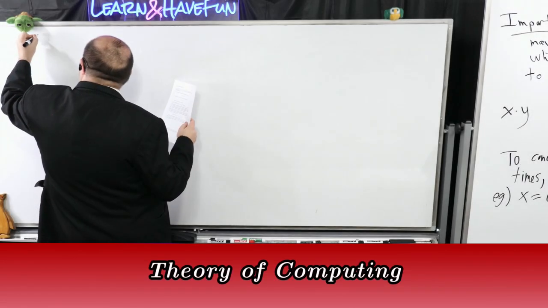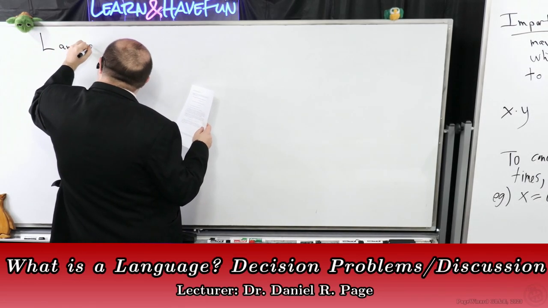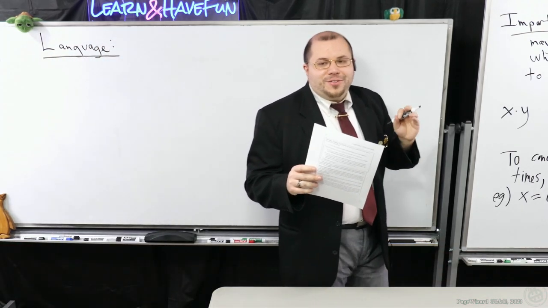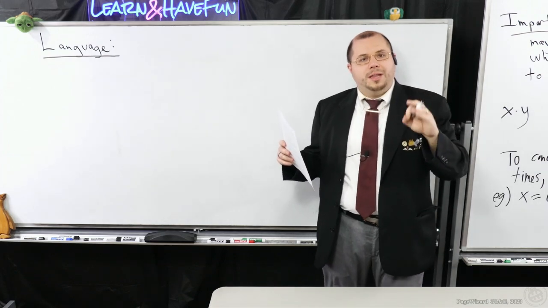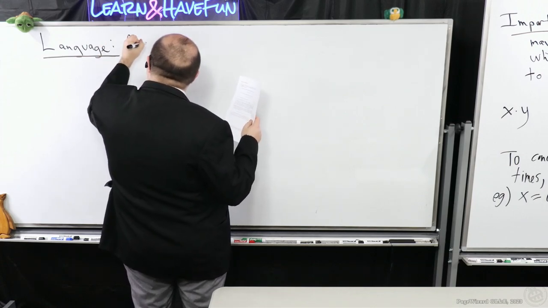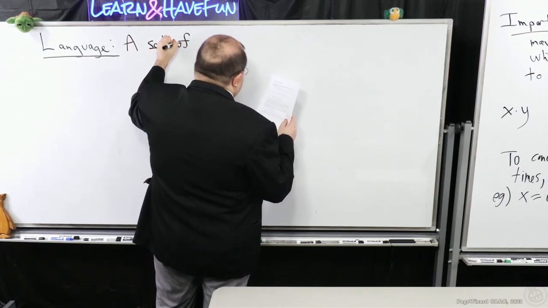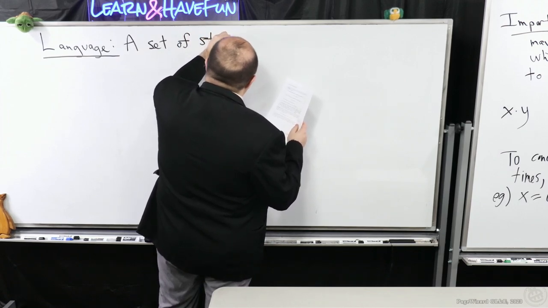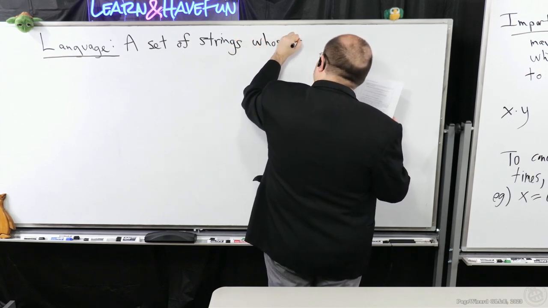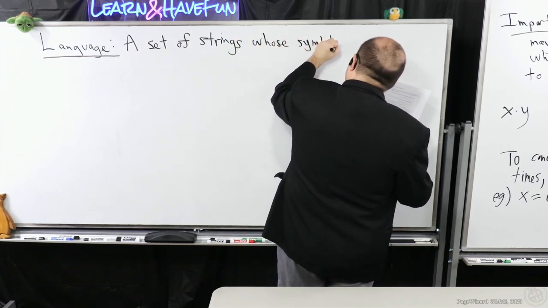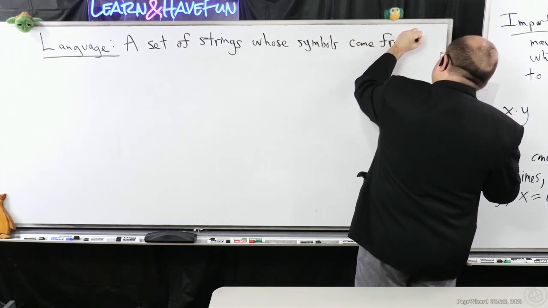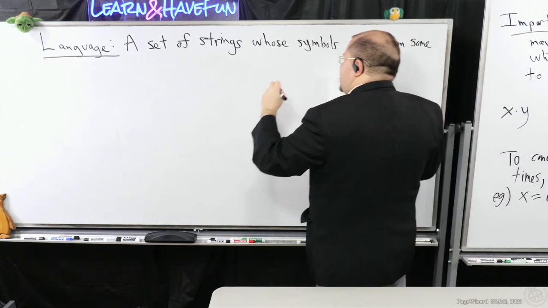Next, we're going to define what is called a language. For those in context, when I talk about a language here, I'm talking about a formal language. This is all a language is: a set of strings, a set of strings whose symbols come from some alphabet.